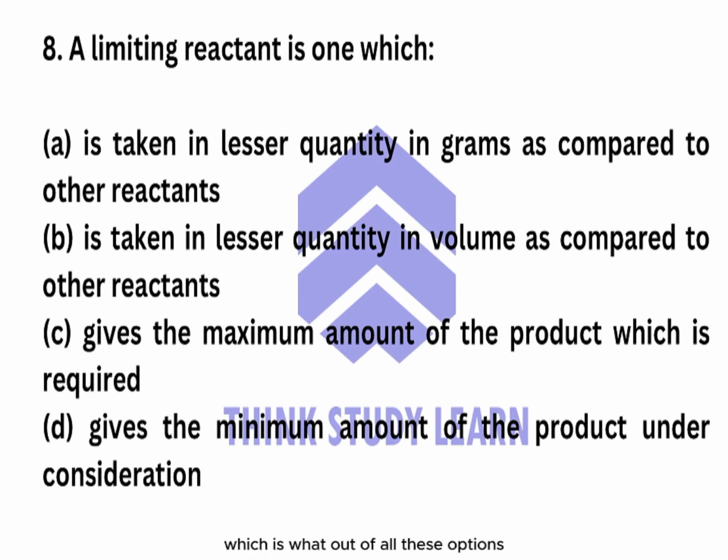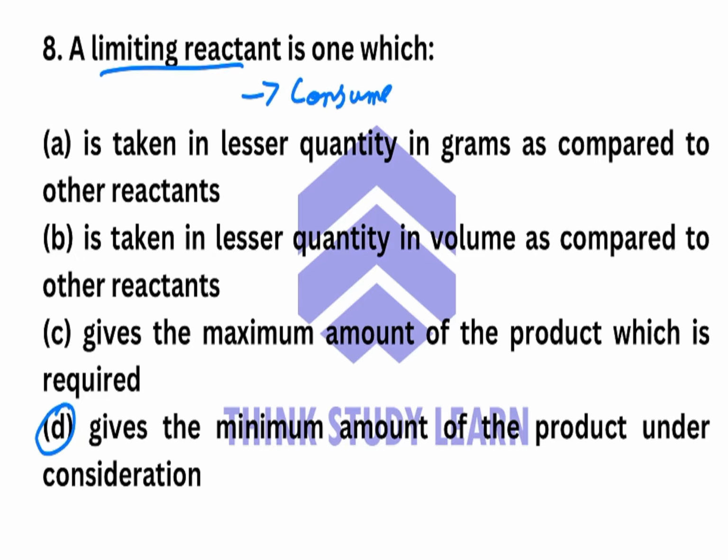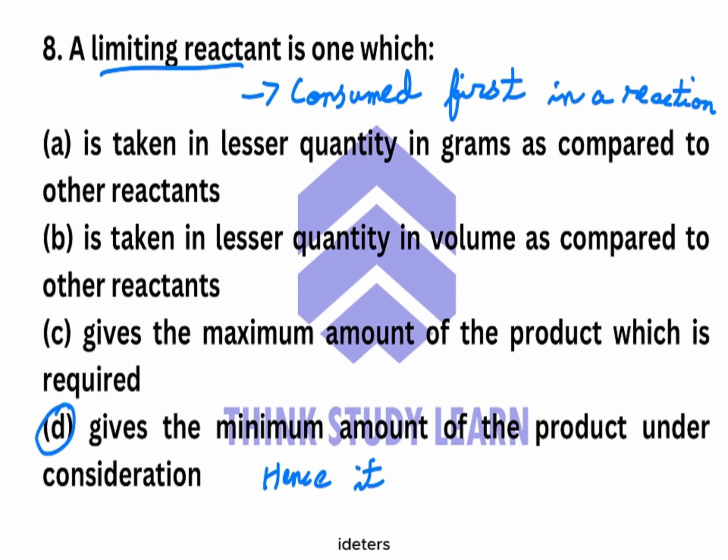In our next question, we are given that a limiting reactant is the one which is what out of all these options? And it is the reactant that gives the minimum amount of product under consideration. Limiting reactant is consumed first in a reaction, hence it determines the amount of product.